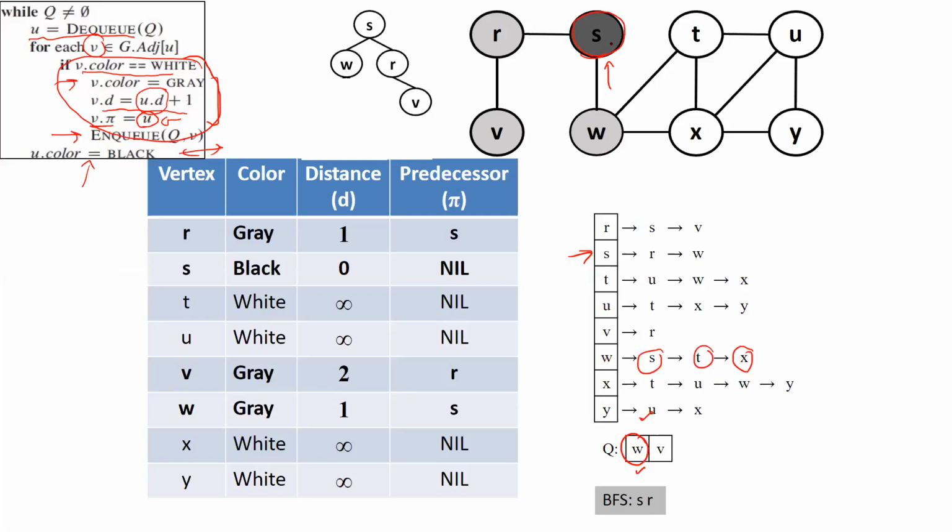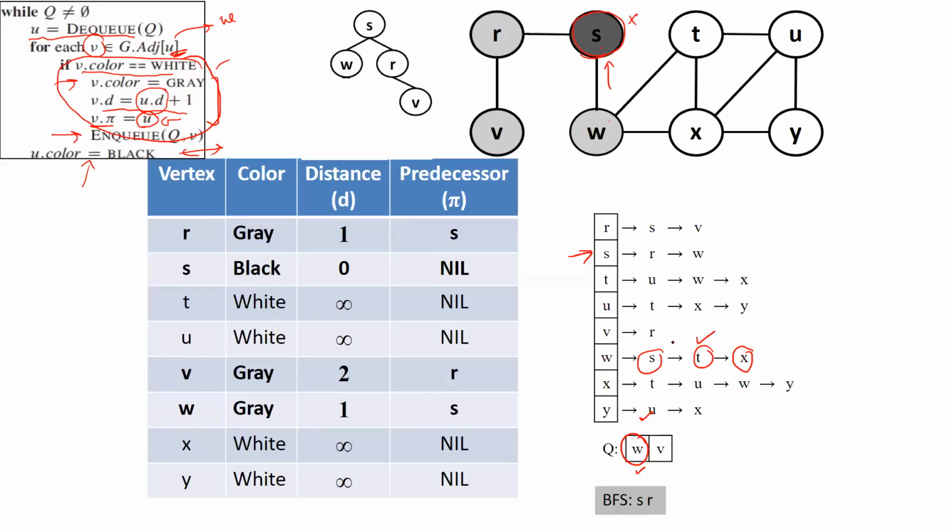Now S is already black. We have to explore only the white ones. The node here is W, which is U. Adjacent to U, the vertices are S, which is already not white. Next we'll go for the adjacent vertices T and X.